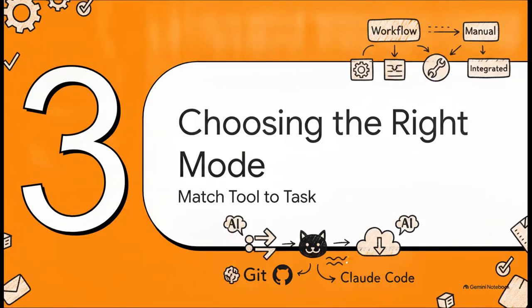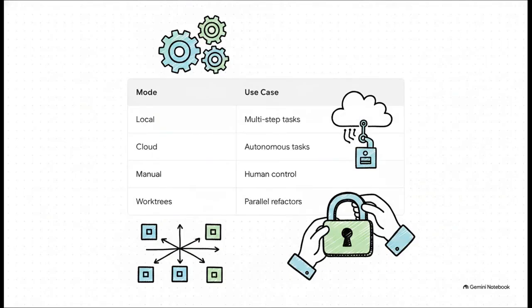Section 3. Choosing the right mode. Match tool to task. The trick here is knowing exactly when and how to deploy these different operational modes based on what you actually need. Got dependent multi-step tasks? Go with Claude Code Local. Want absolutely zero developer involvement? Tap into the Actions Cloud integration. Just tag an issue with @Claude and let a Cloud Runner handle it completely autonomously. For those security-critical changes, definitely fall back to manual Git for strict step-by-step human control.